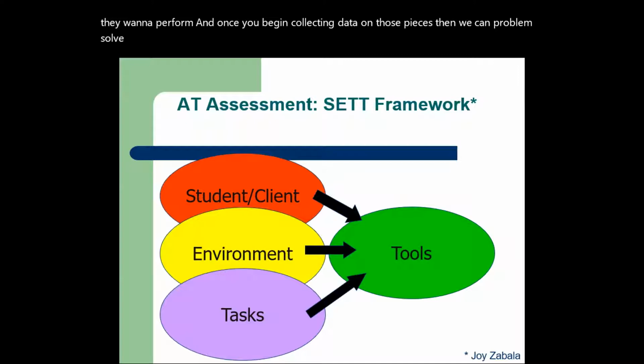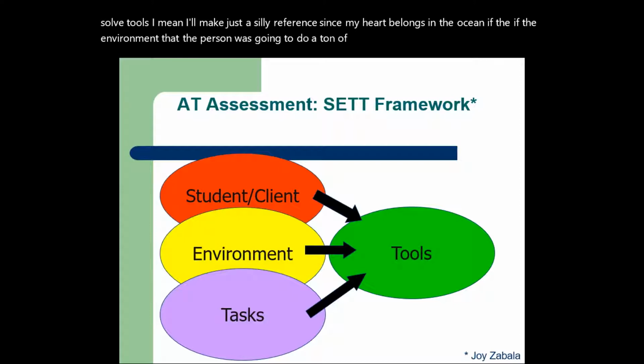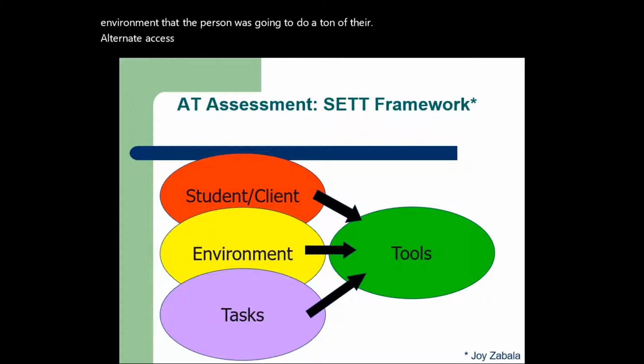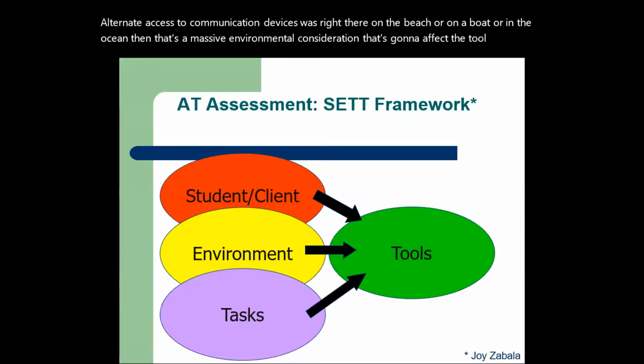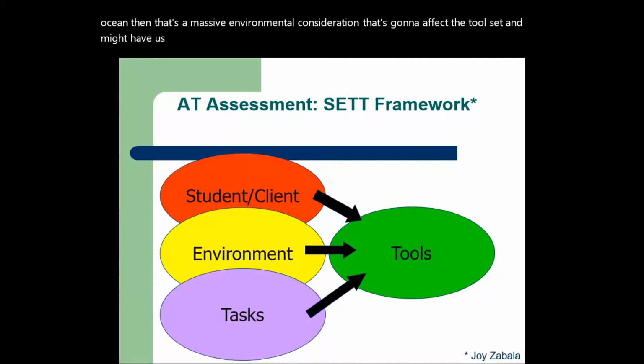I'll make just a silly reference since my heart belongs in the ocean. If the environment that the person was going to do a ton of their alternate access to communication devices was right there on the beach or on a boat or in the ocean, then that's a massive environmental consideration that's going to affect the tool set and might have us choosing low-tech, non-electronic options as part of their system, right?